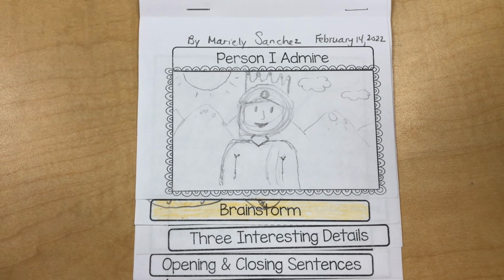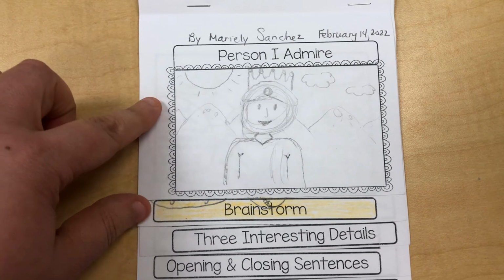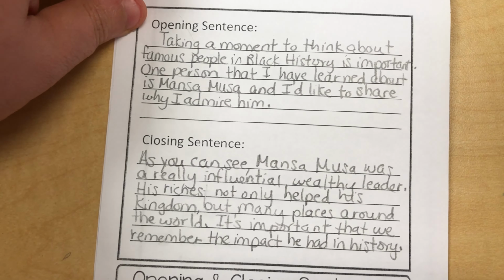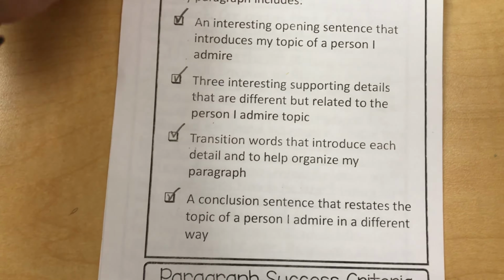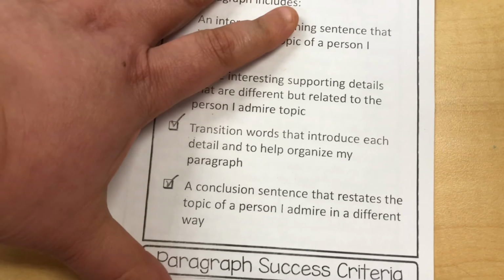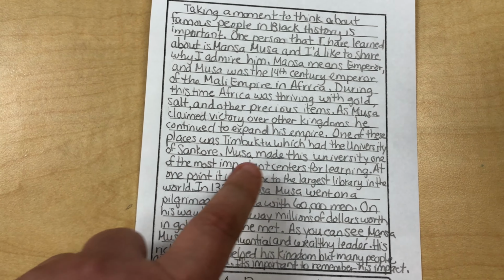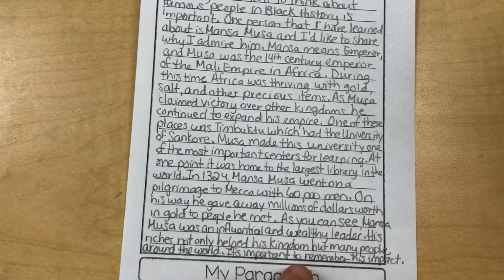And here's an update on the person from Black history that I admire, which is Mansa Musa, and just giving you a little rundown of what I did. This I had already done, the brainstorming, but I did go ahead and add my 3 interesting details because I wanted to show the students how they can take these 3 details along with what we had already gone over on writing the opening and closing sentence, going over the success criteria for the paragraph, and putting it all together. So here is my fully written paragraph on Mansa Musa, which starts with my opening sentence, the 3 details that I use some transitions to connect, and ending with the closing sentence.